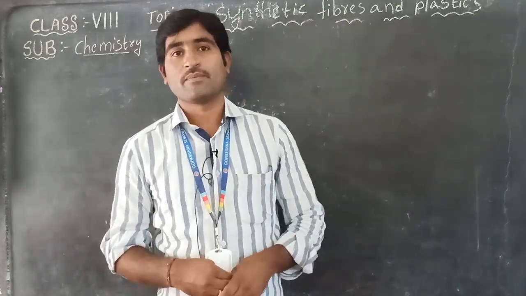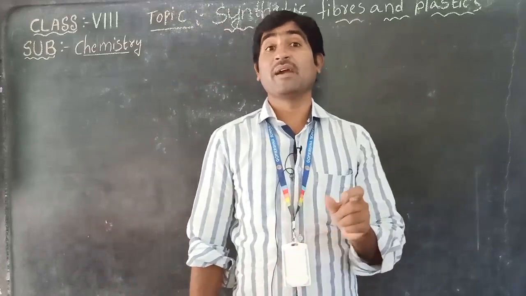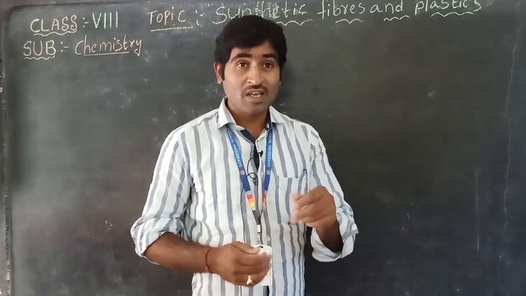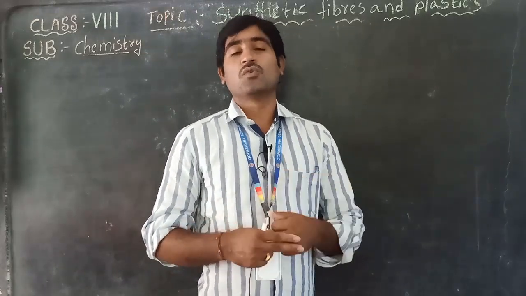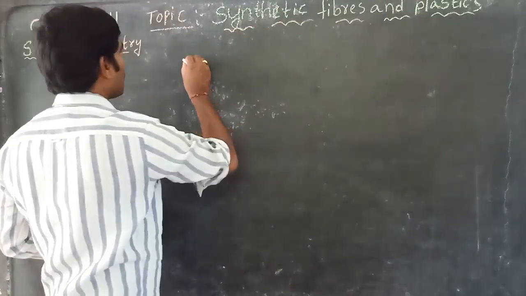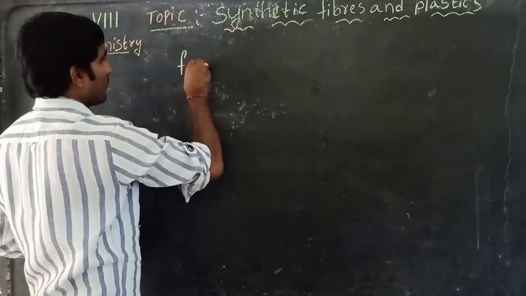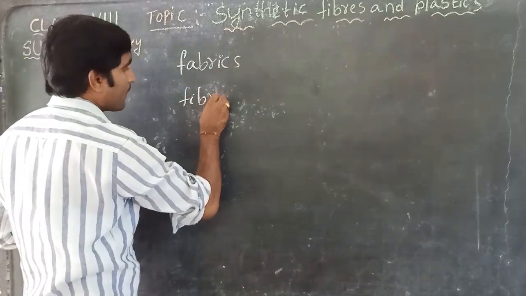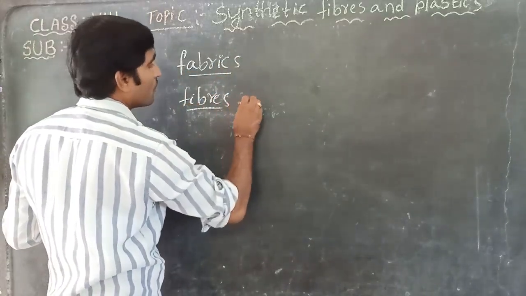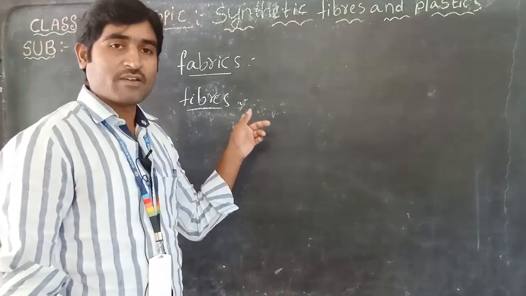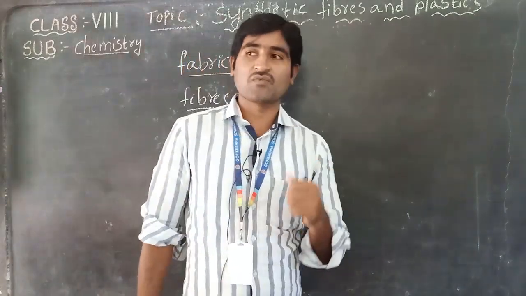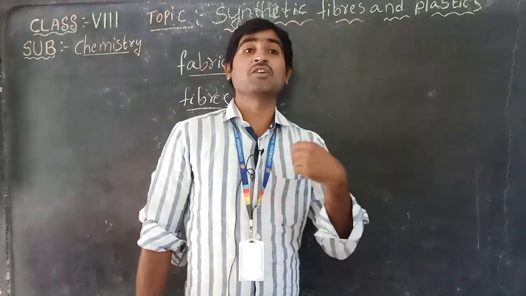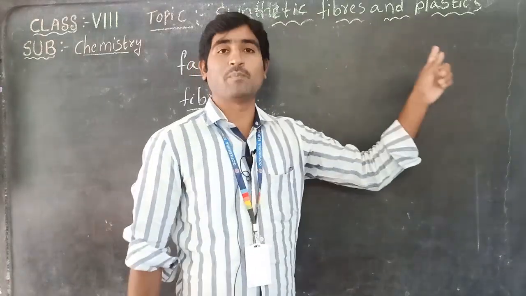We are wearing clothes. The clothes are made from fabrics. These fabrics are made from fibers. So here we have two new words: fabrics and fibers. You already know about fabrics and fibers very well from your previous class. In 7th class, you discussed what fiber and fabrics are, and also natural fiber. Here we are going to discuss the continuation of that lesson: synthetic fibers and plastics.